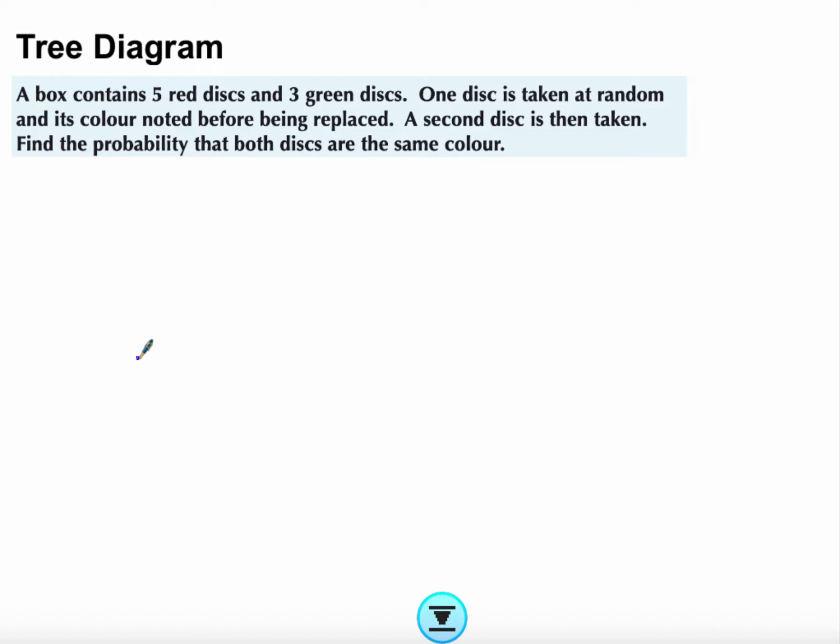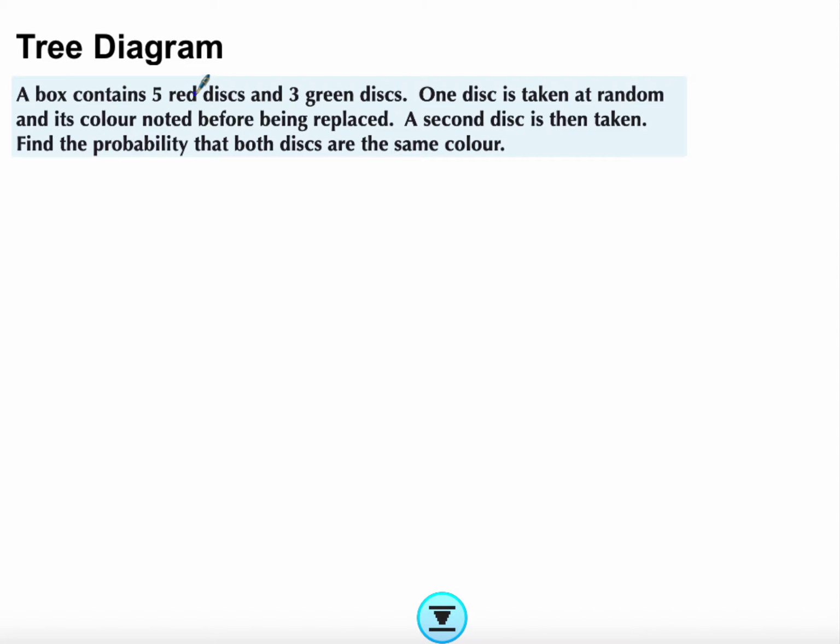The way we do a tree diagram is to have your events split up into different parts, and you need to make sure that your probabilities are correct on every branch. So this is best described through an example. So I'm going to go through this example.